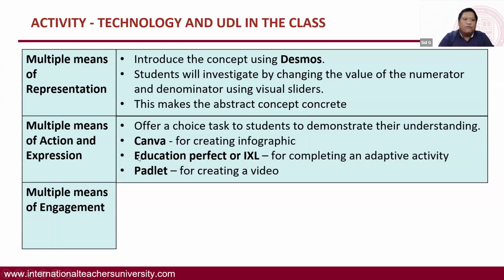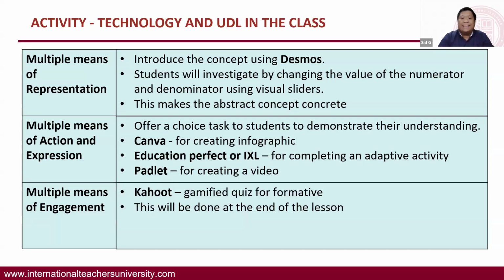Next, for multiple means of action and expression, I can use Canva, IXL, and Padlet. Okay, infographic, Canva. This is especially good for ELL students who cannot express exactly what they mean in English. They can use an infographic. Or for those with dyscalculia, we can use IXL, but with the easiest version that is really possible. And last is Kahoot for engagement.